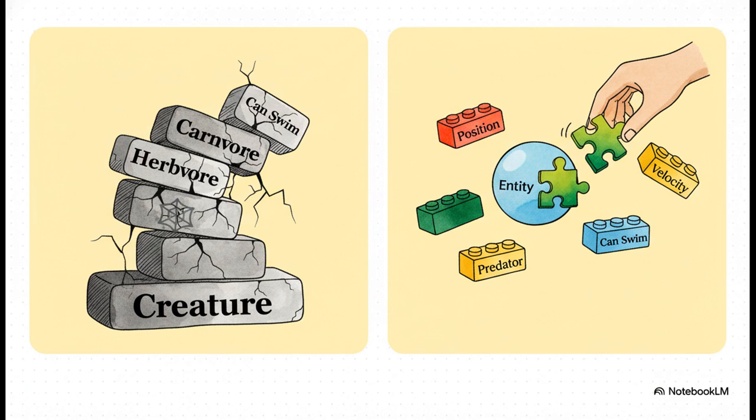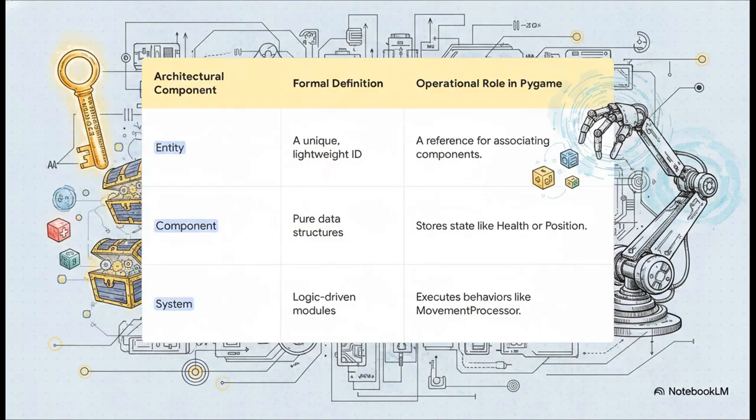Now, ECS, over on the right, just throws all that out. Instead of saying an object is a thing, you say it has things. It has a position component, it has a velocity component, and maybe it has a predator component. It's all about composition. So let's break down what those three parts actually are.